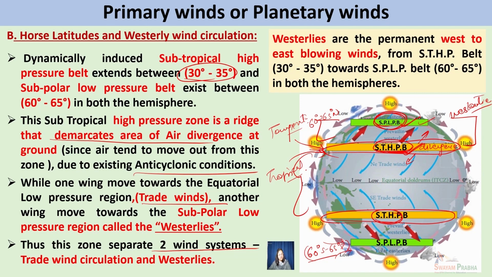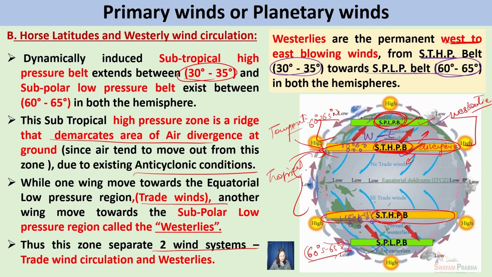So westerly winds are the permanent wind which blow from west to east. So the general direction is from west to east from subtropical high pressure belt that exists at 30 to 35 degree latitudes in both the hemispheres towards the subpolar low pressure belt that exists between 60 to 65 degree latitudes in both the hemispheres. Westerlies are permanent winds which blow in the temperate regions of the world. The equatorward side of the westerly wind belt in both the hemispheres actually has high pressure, and the poleward side of the winds has the low pressure.